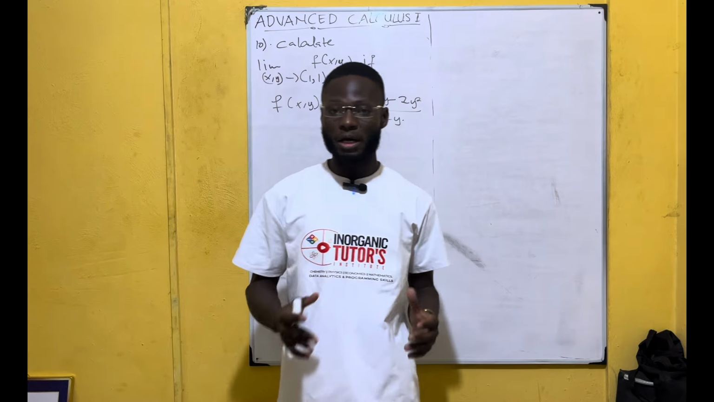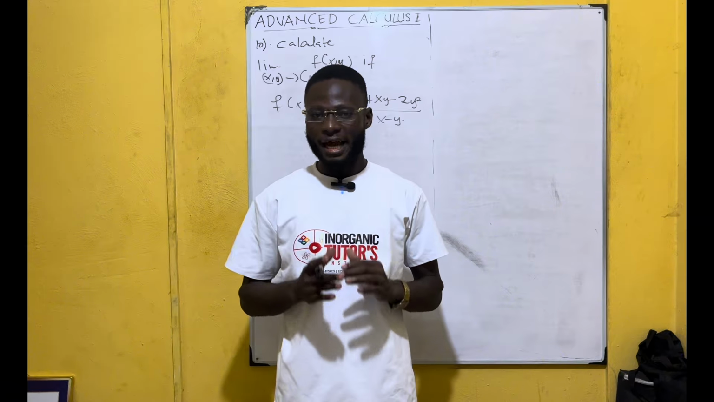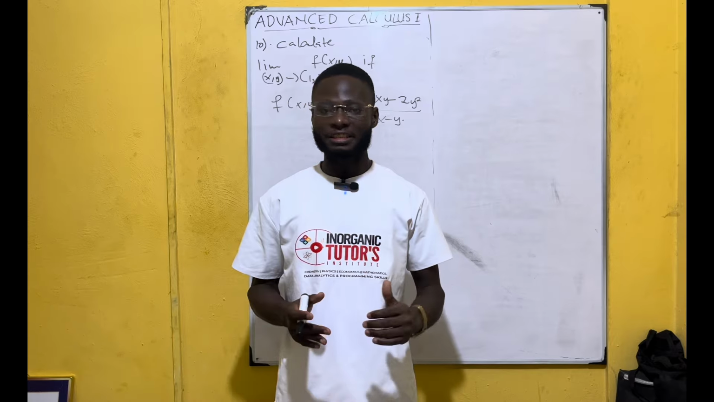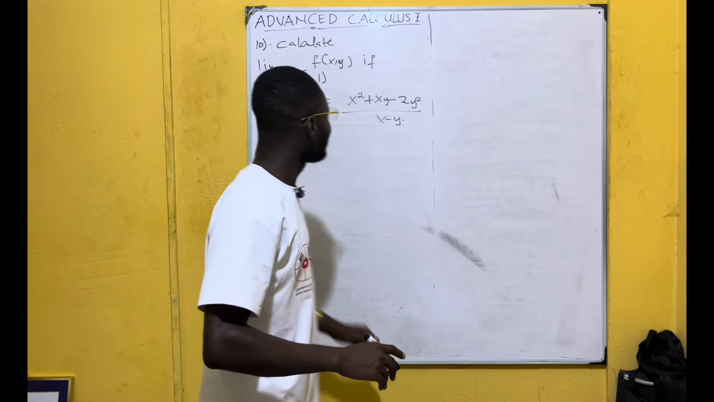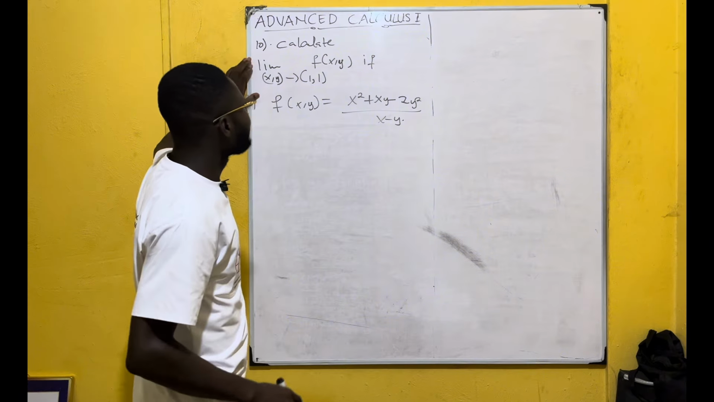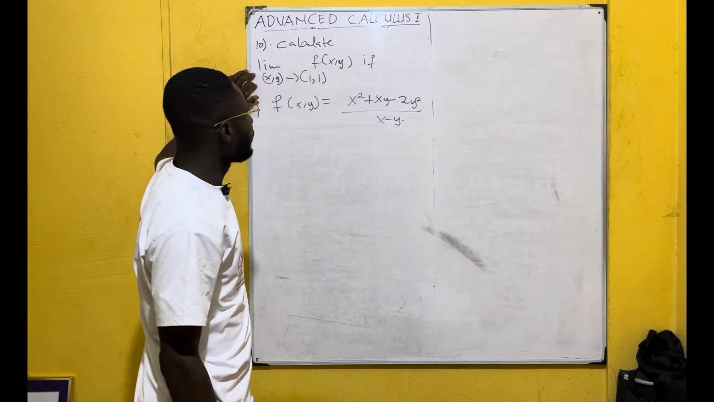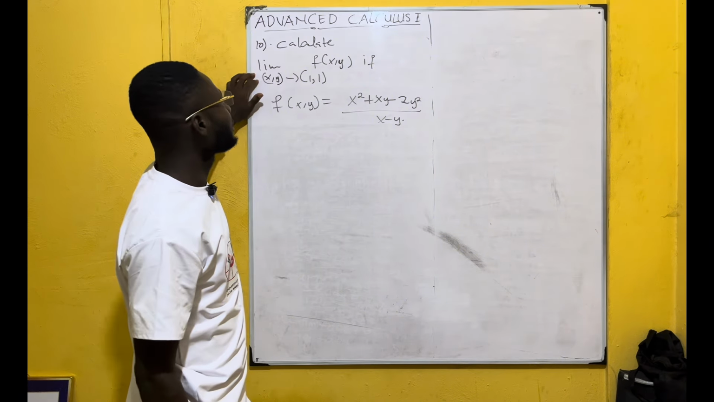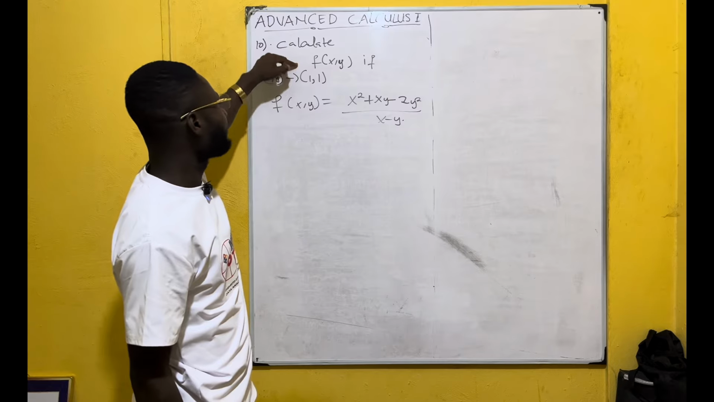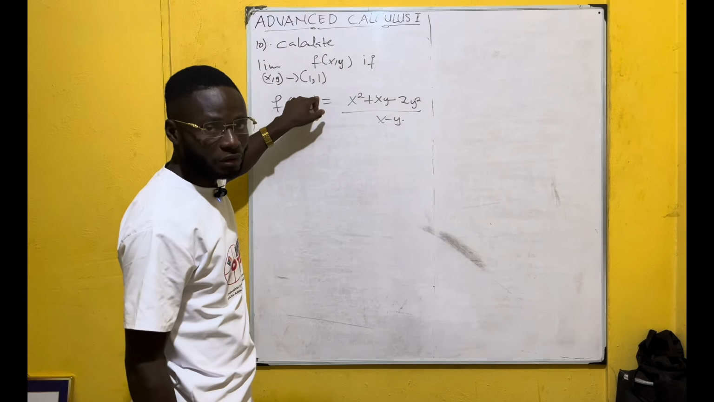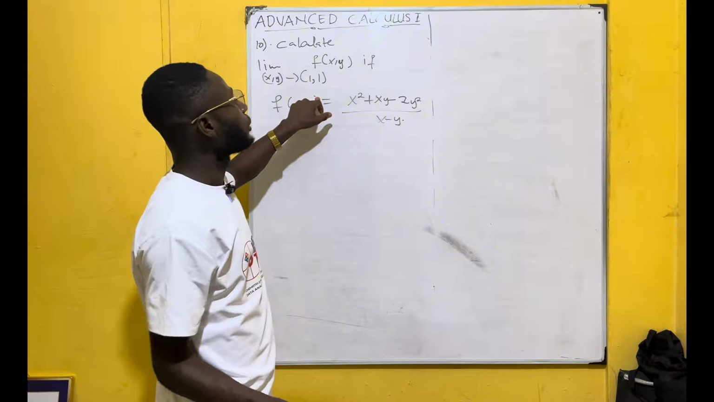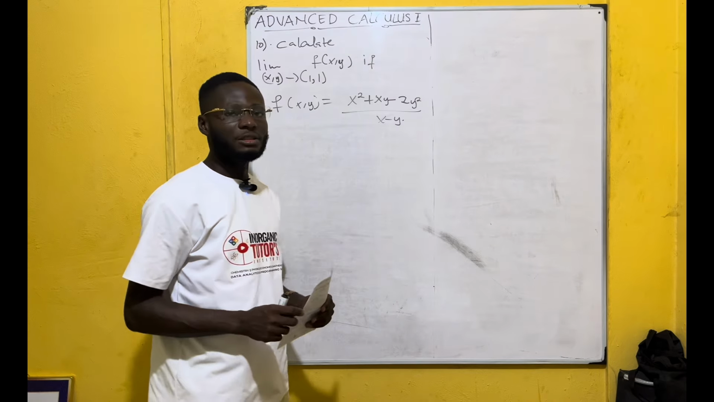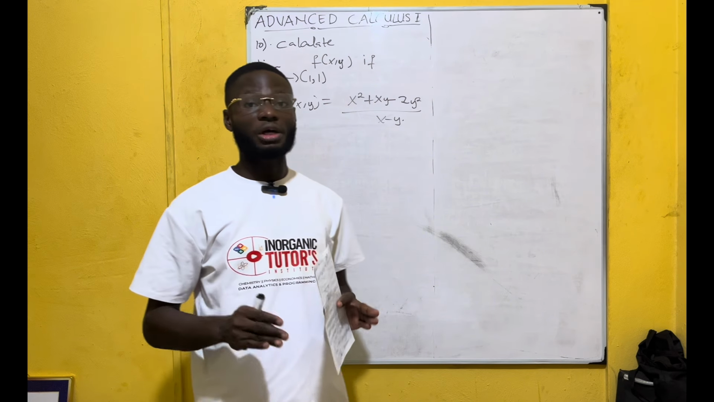All right, welcome back from the short break. I believe that you have been able to digest problem number 9 and you're fine. Now, let's look at problem number 10. We have been given this limit problem, okay? And we want to calculate the function if x and y are approaching 1 and 1.